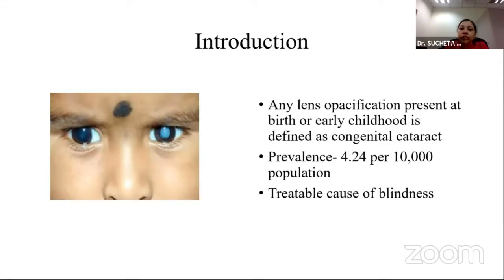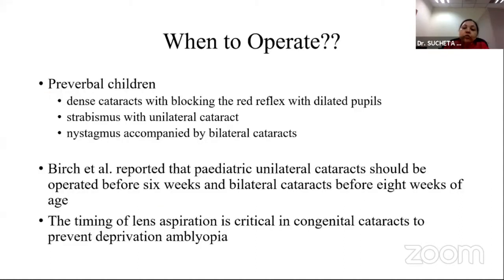Any opacification from birth or early childhood is defined as a congenital cataract, and even though it is rare, the prevalence is around 4.24 per 1,000 population, and it is one of the most common treatable causes of childhood blindness. So the question comes, why do we need to operate?